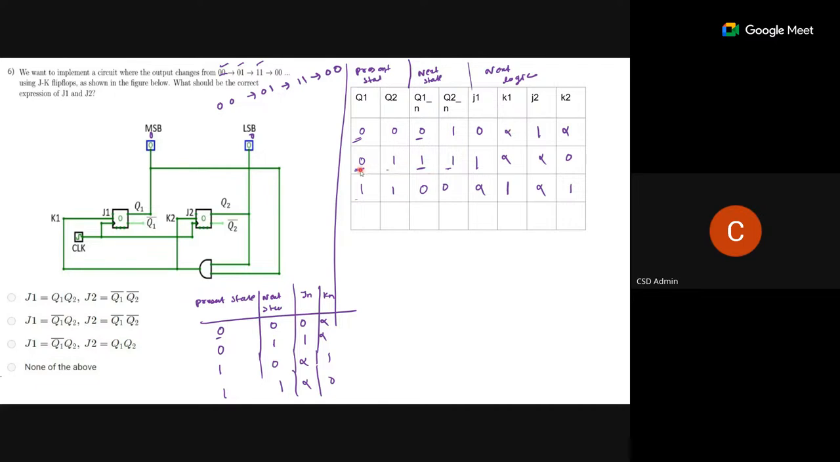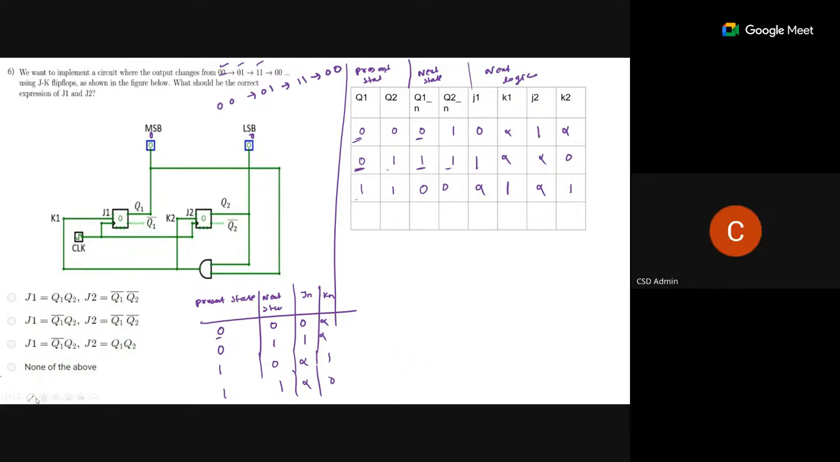Now, for 0, 1: the present state is 0 and the next state is 1, so it would be 1 and don't care. For present state 1 and next state 0, it is don't care and 1. For Q2, present 0 and next 1, so 1 and don't care. For 1, 1, it is don't care and 0. And for 1, 0, it is don't care and 1. The same thing for both the pairs.